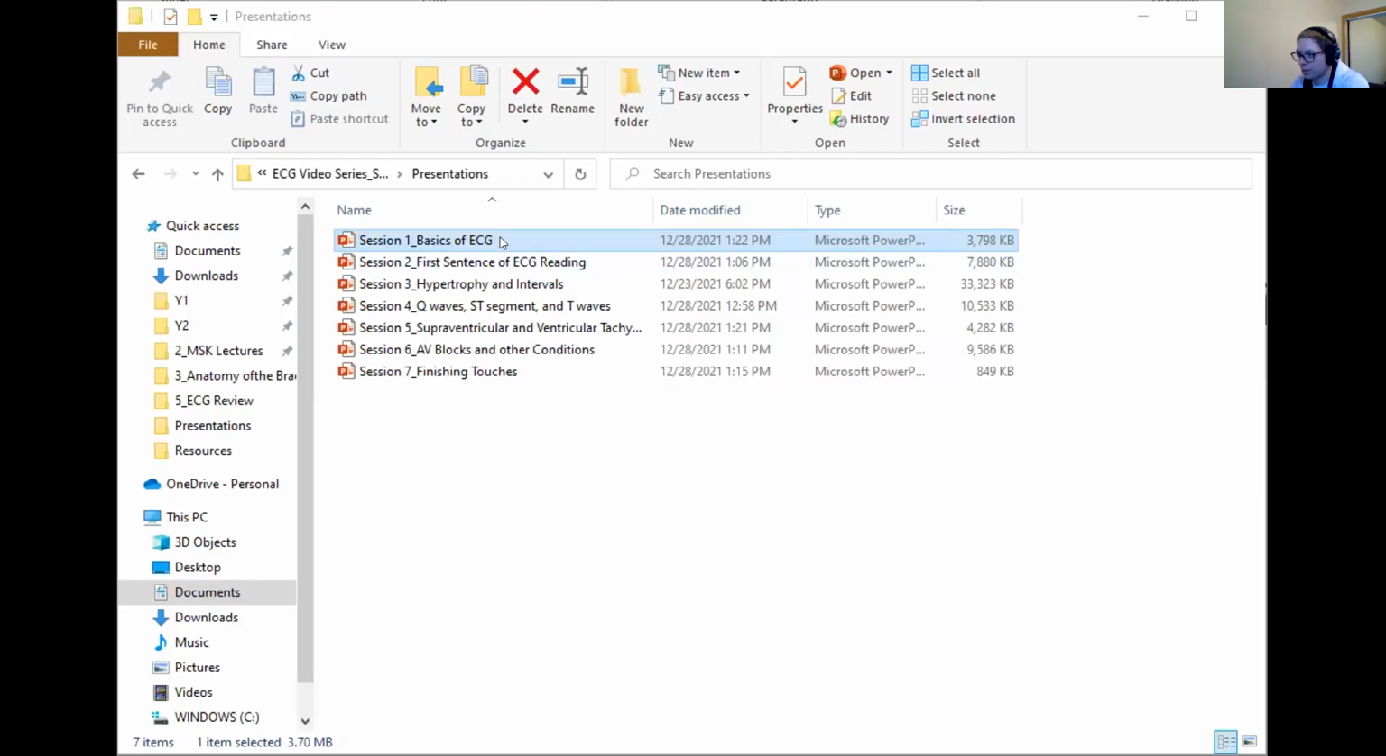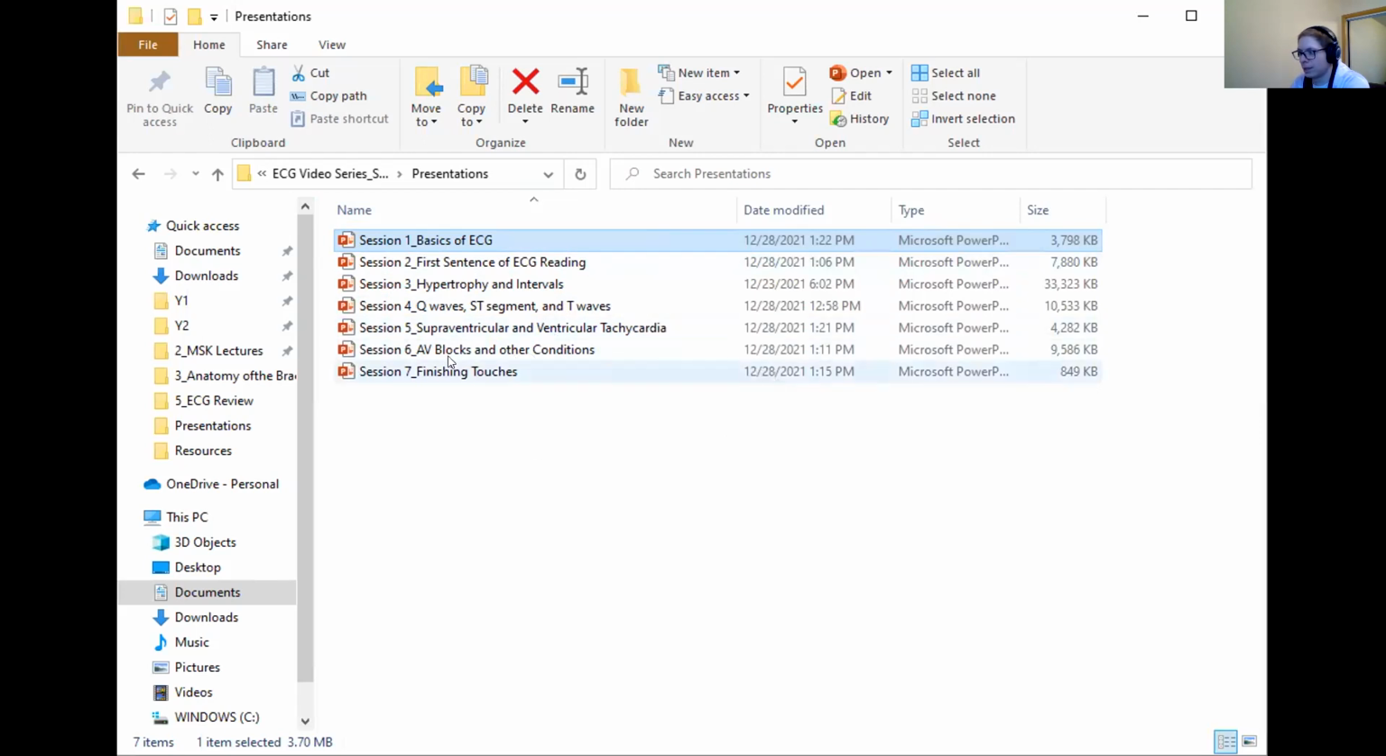So I'm going to show you briefly just an overview of this series. Since it's made to be done over reading week, it's 7 little PowerPoints. The first one is on the basics of ECG. The second one is the first sentence of ECG reading, then hypertrophy and intervals, Q waves, ST segment, T waves, tachycardias, supraventricular and ventricular, AV blocks and other conditions, and then just wrapping up.